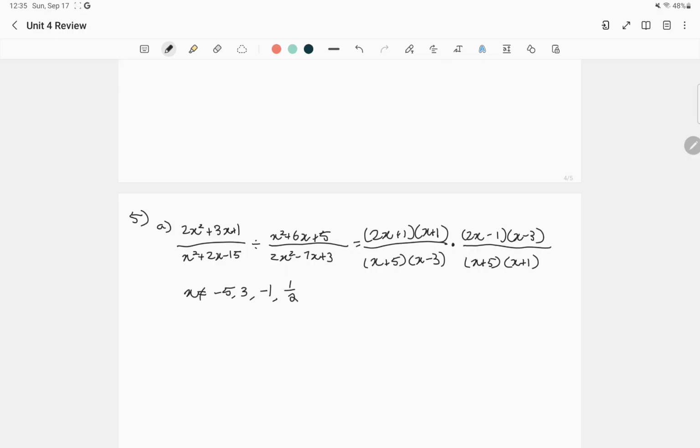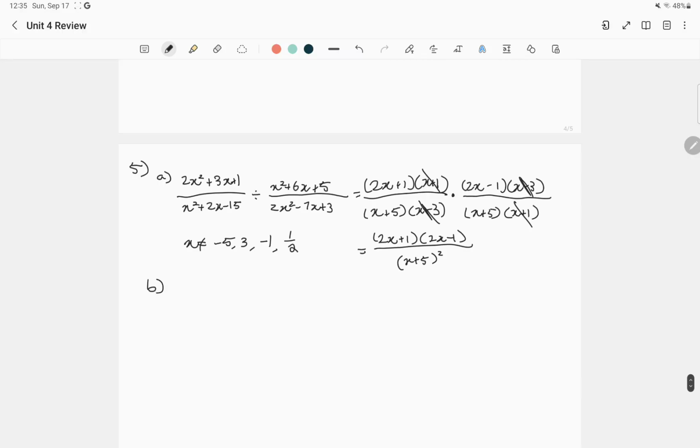All right, now we can finally do some of our simplifying. We're going to cross out this here, and cross out this here. This is going to give us 2x plus 1 times 2x minus 1 over x plus 5 squared. All right, and that is simplified enough. You don't need to expand that out.